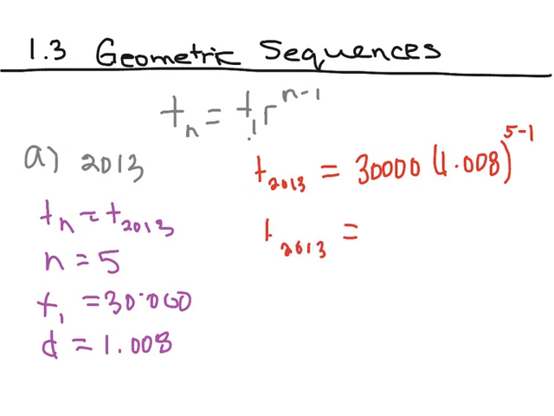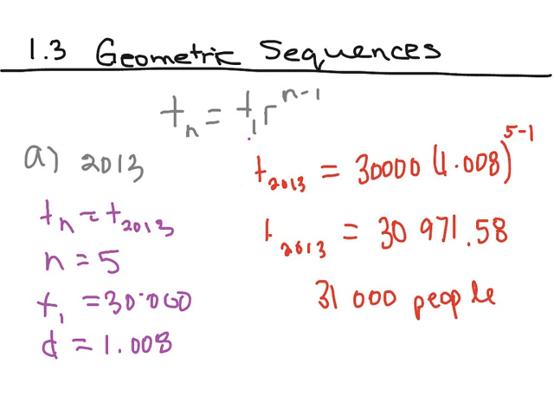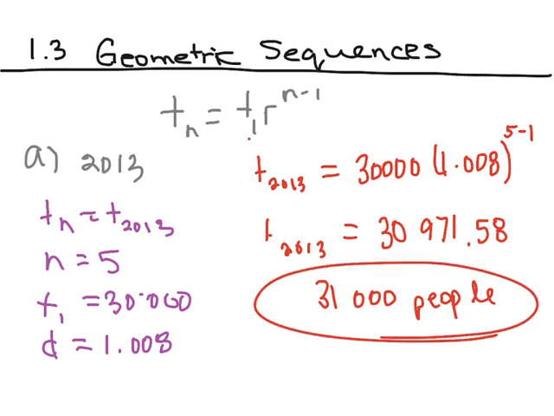So what you should get when you type this into your calculator is 30,971.58 people. And to round, approximately that's 31,000 people. So the population in 2013 will have grown by about 1,000 people.